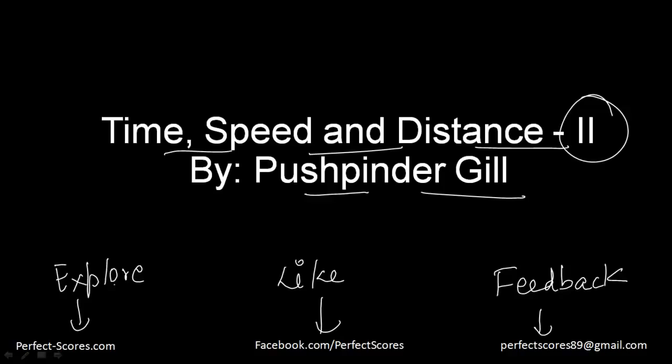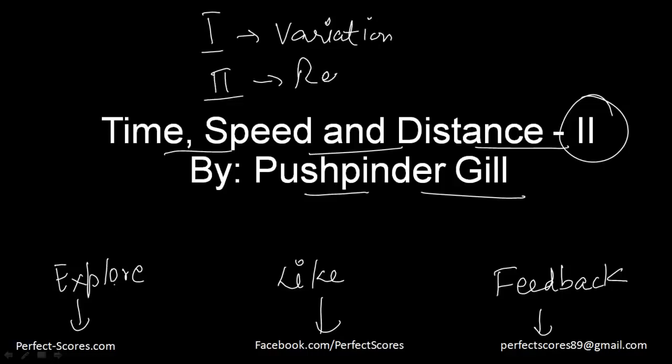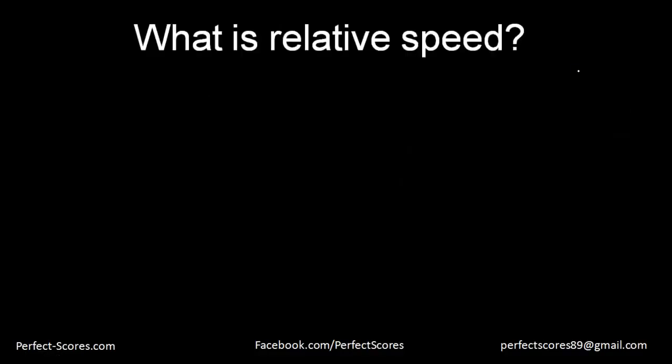So today we're going to do time, speed, and distance part 2. We already did part 1, wherein I discussed the variations in time, speed, and distance according to one another. In the second part, we're going to discuss relative speed, that is, the speed of objects with respect to each other. Don't get confused by this big term, relative speed. It's a very simple concept, so let's move forward and understand it.